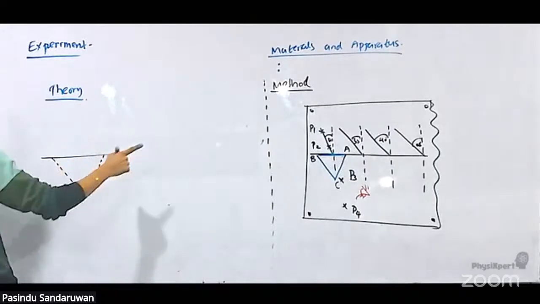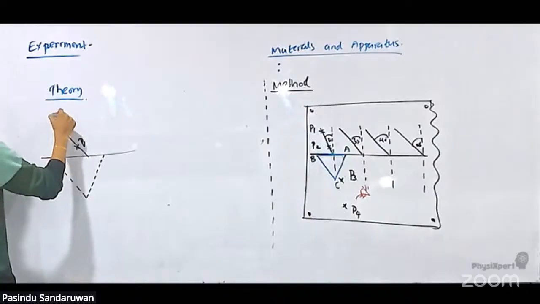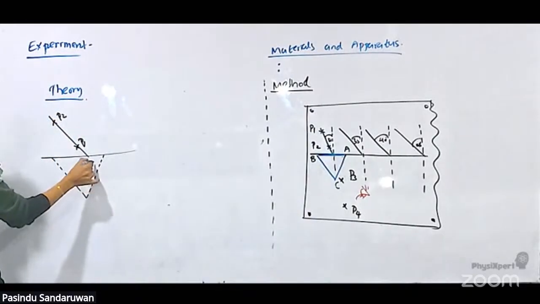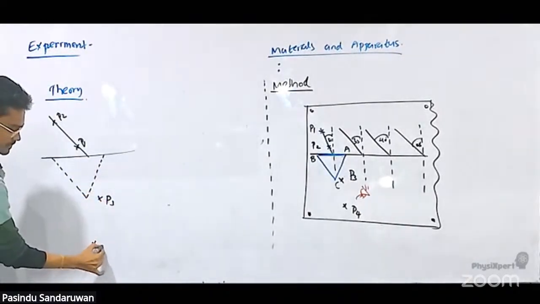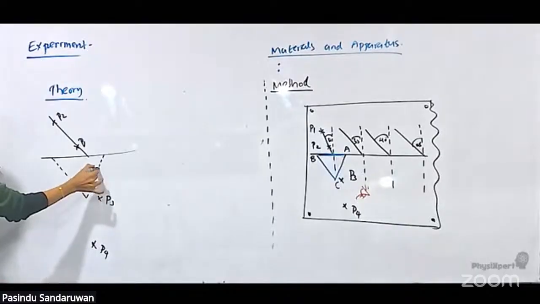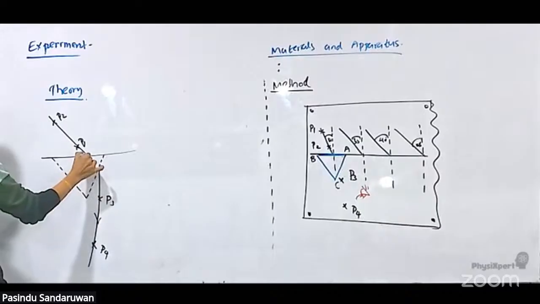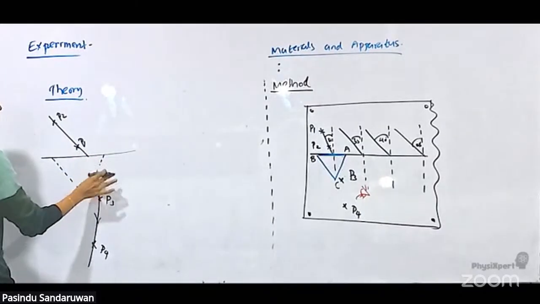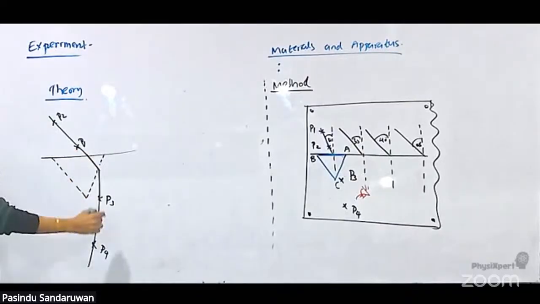Right? Here is the direction of P1 and P2, like this. Then on this side there are the directions of P3 and P4, like this. Connect these two. Right? If we connect these two, this is the emergent ray. If we connect these, this is the refracted ray. Like this, we complete the ray diagram.